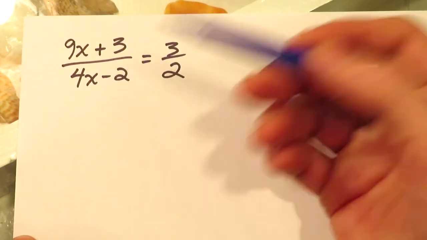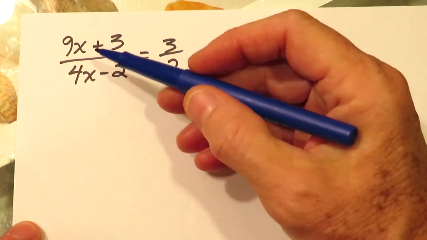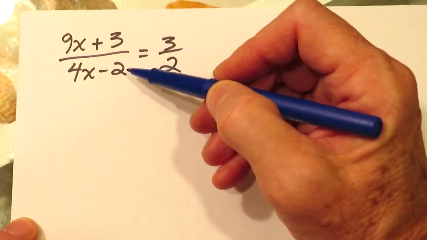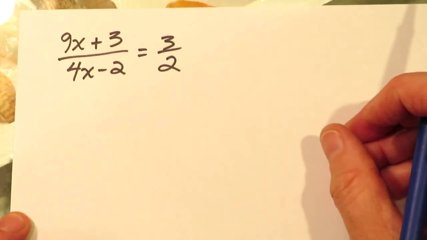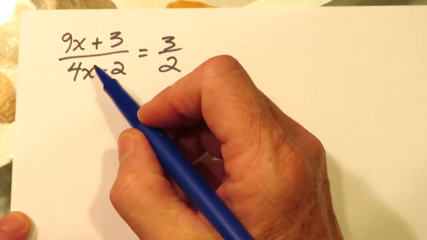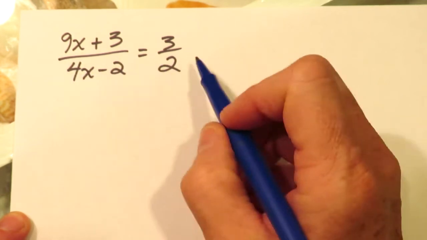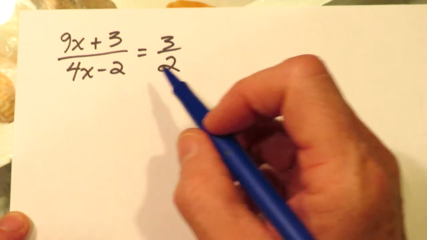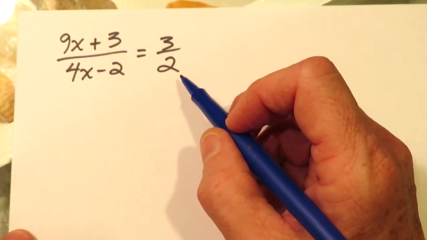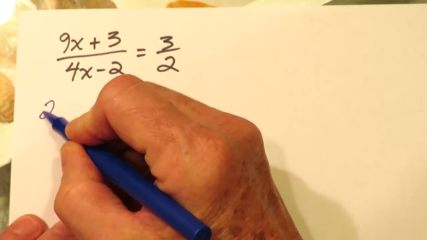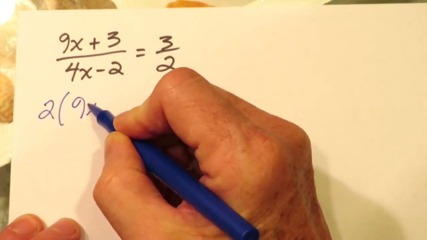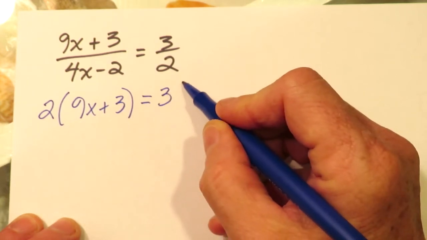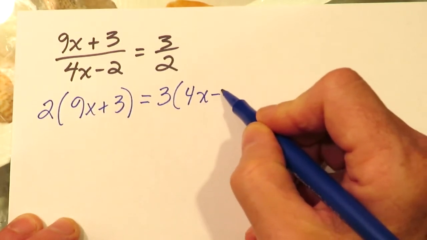I have a linear equation somewhat, except that it's actually a rational equation because I have a polynomial divided by a polynomial. But if I multiply both sides by the denominator, so if I multiply both sides by 4x minus 2 and both sides by 2, then on this side I will get 2 times 9x plus 3, and on this side I will get 3 times 4x minus 2.